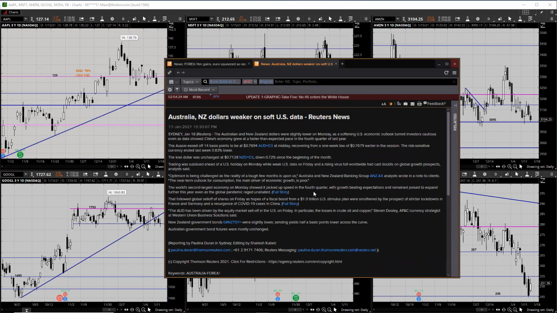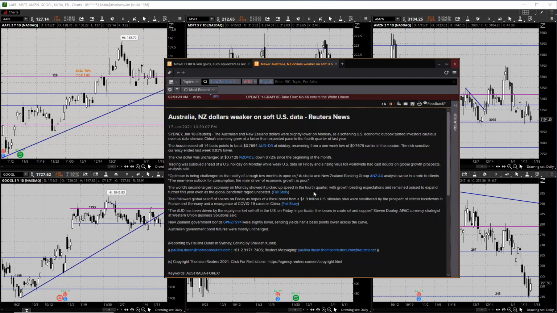Trading was subdued ahead of a U.S. holiday on Monday, while U.S. debt on Friday and a rising virus toll worldwide had cast doubts on global growth prospects. Optimism is being challenged as the reality of a tough few months is upon us, an Aussie and New Zealand dollar banking group analyst said in a note to clients. The near-term outlook for consumption, the main driver of economic growth, is poor.